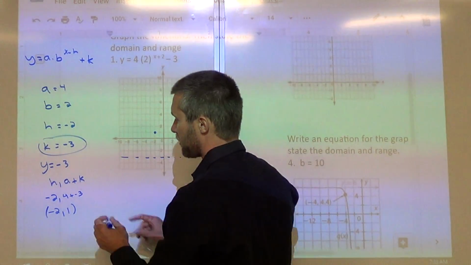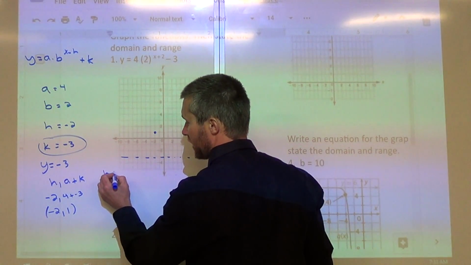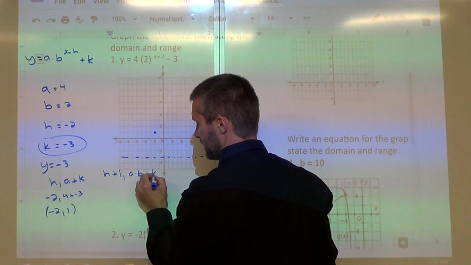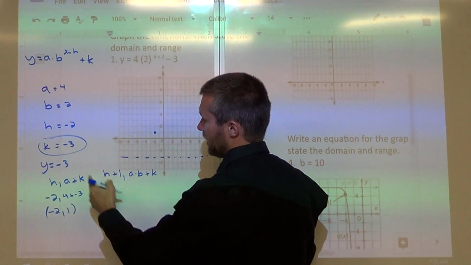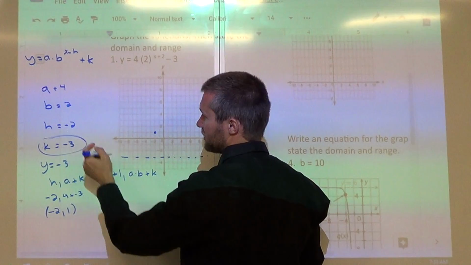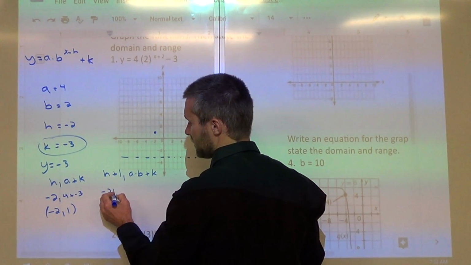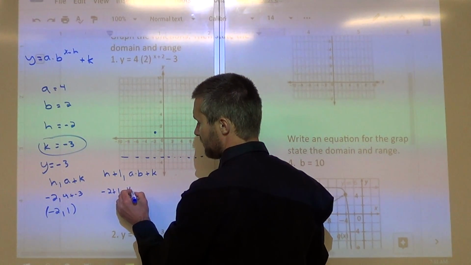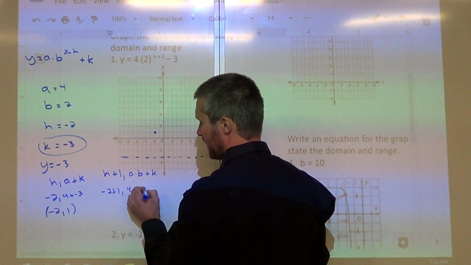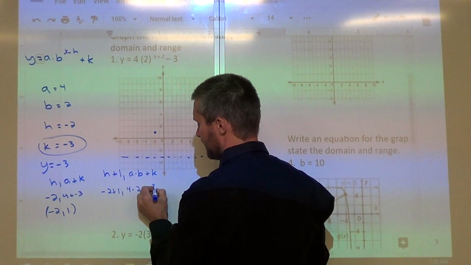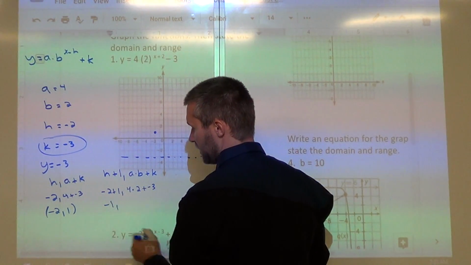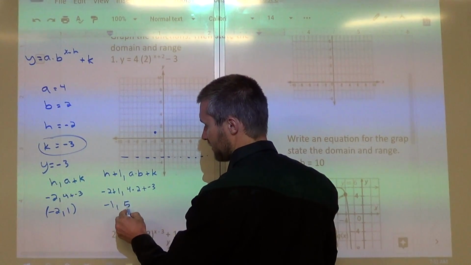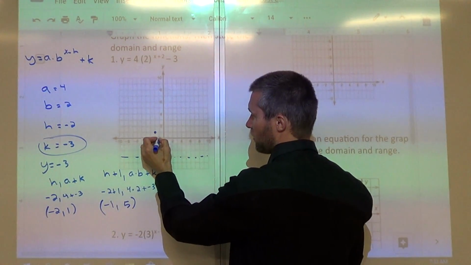And then my other point that we're using is H value plus 1, and then A times B plus K. So H plus 1, so my H value is -2 plus 1. And then my A value is 4 times my B value of 2 plus my K value of -3. So this would be -1. 4 times 2 is 8. 8 plus -3 is 5. So I graph the point -1, 5.